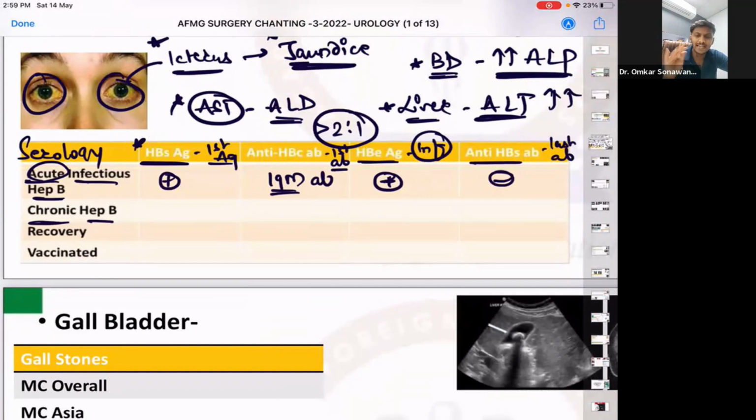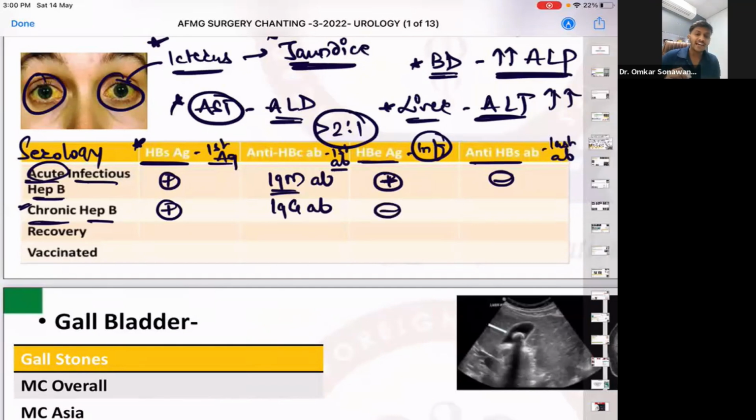Chronic hepatitis B. So again, it is hepatitis B, that means the patient is having infection. So HBS antigen is again positive. The change would be that anti-HBC antibody would be there, but as it is chronic in nature, it will be an IgG antibody. HBE antigen would be positive or negative? They have given chronic hepatitis B. So it would be negative.